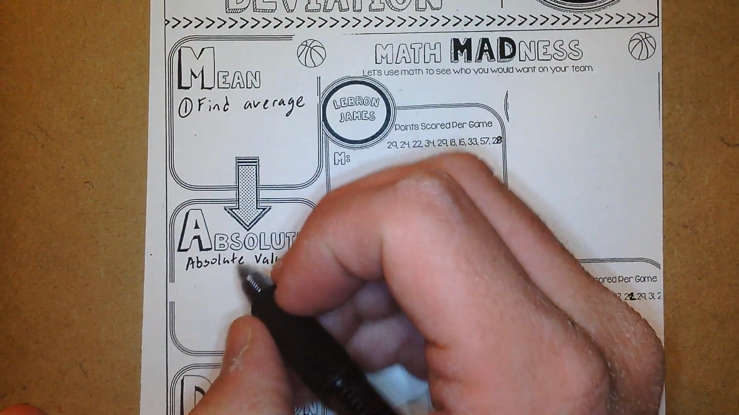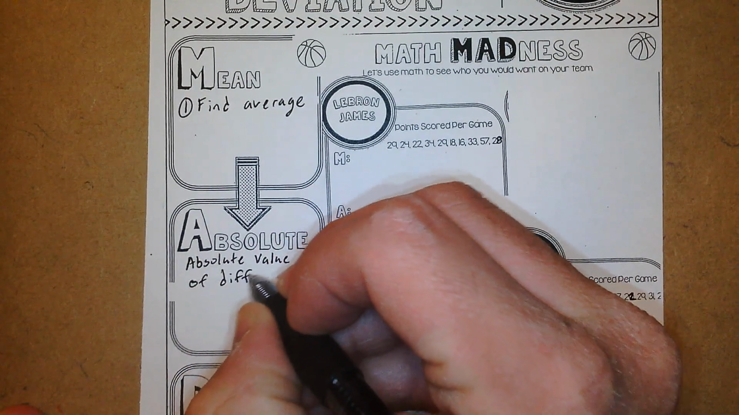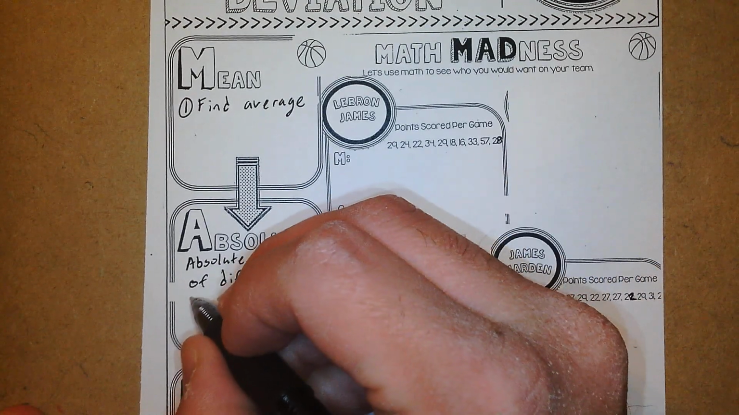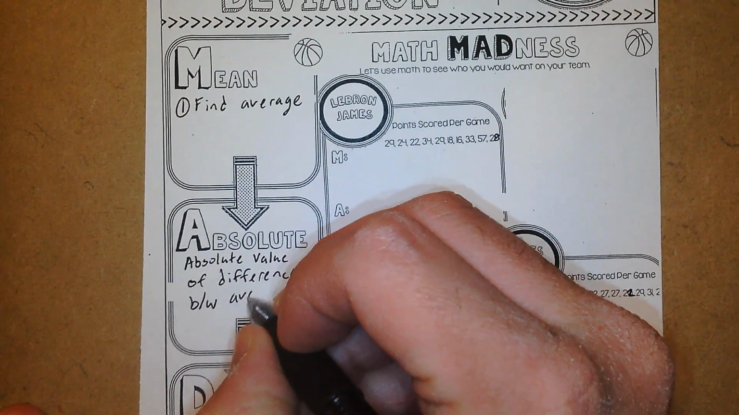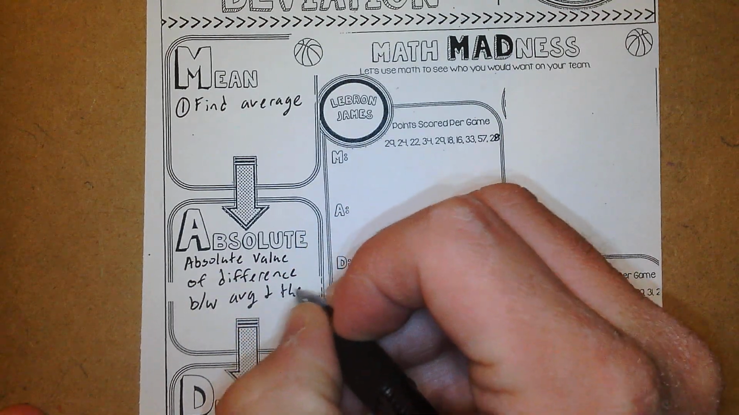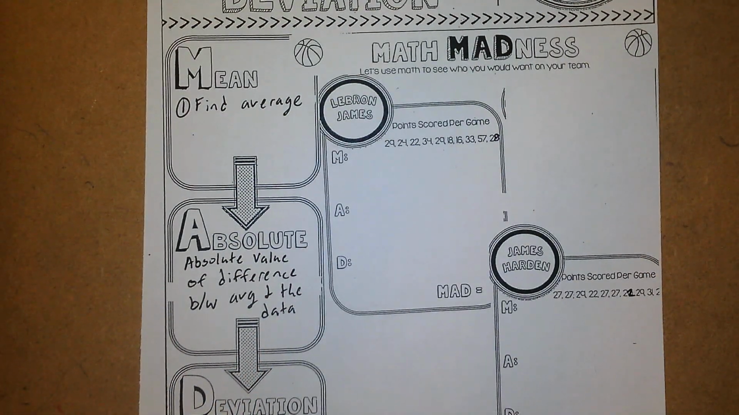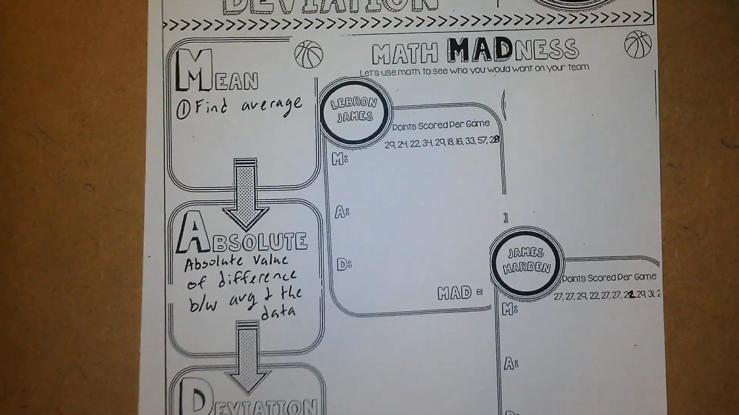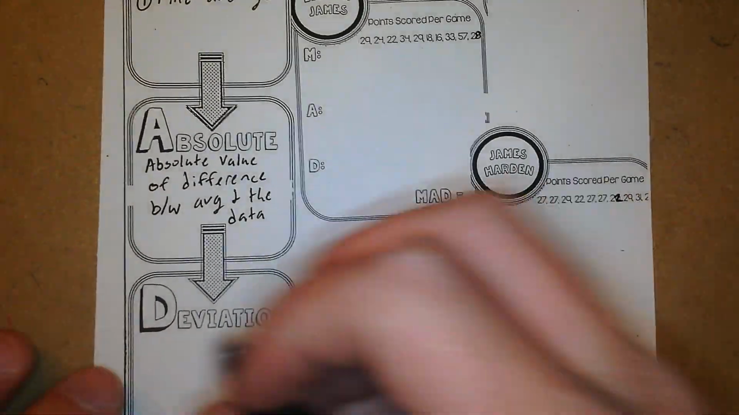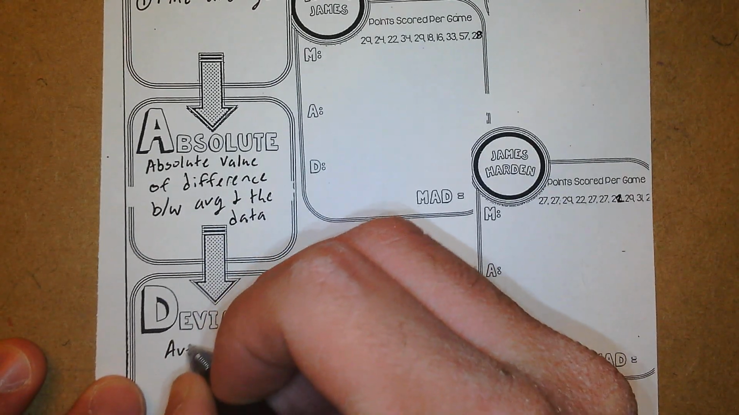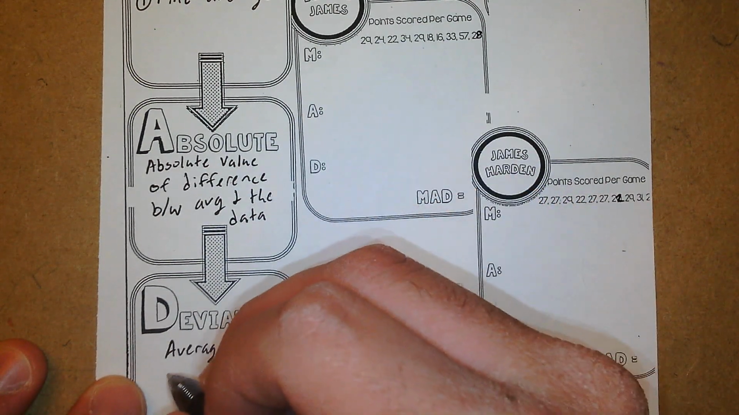So the absolute is the absolute value of the difference between the average and the data. And the last part is deviation. For deviation, we take the average of the differences.